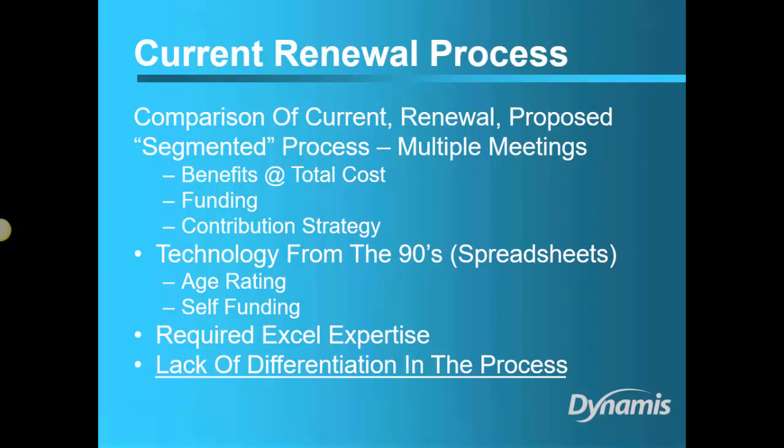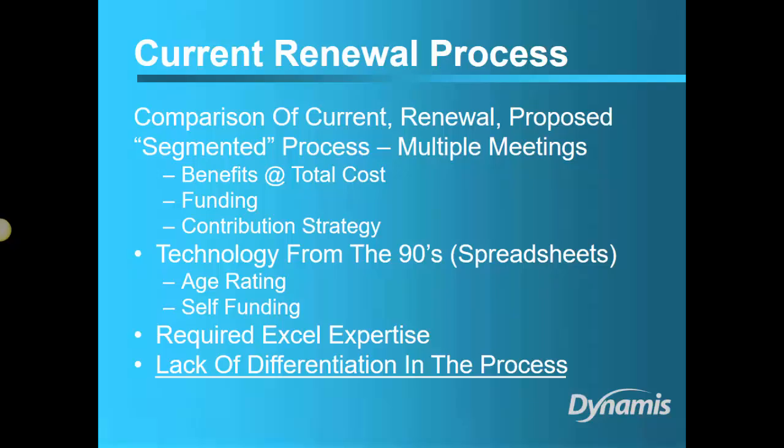If we take a closer look at the current renewal process and dive in, it really starts across the industry the same way. We basically go in with our spreadsheets and show current, renewal, and a bunch of proposed options. But it's a very segmented process that requires multiple meetings. A normal flow of this process might be we go in and show different benefits of different plans, all compared at total cost. We force employers to make decisions off of that total cost approach.